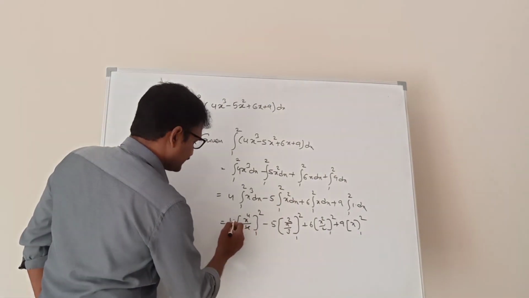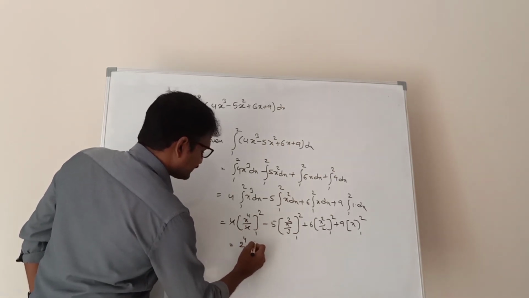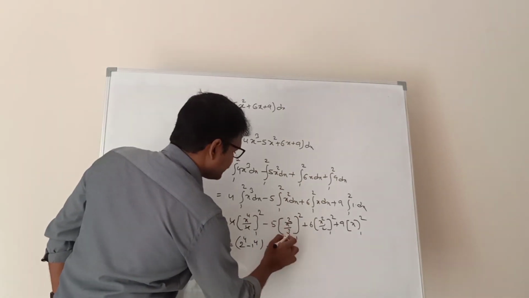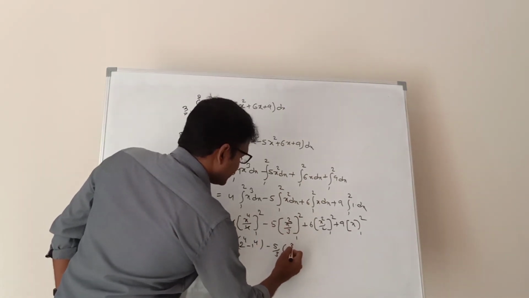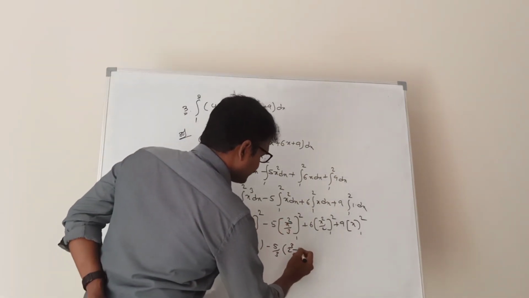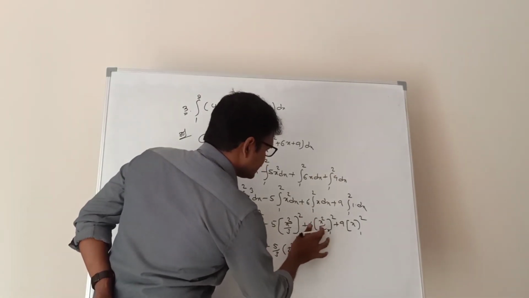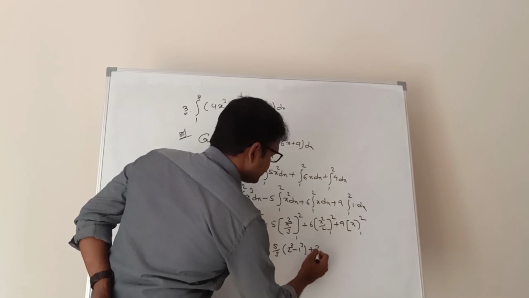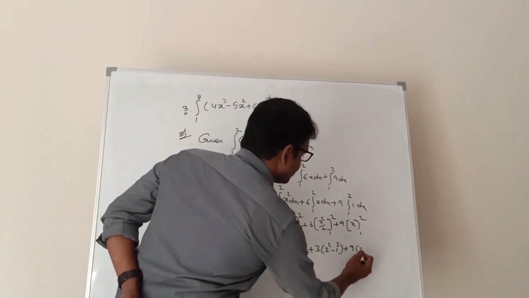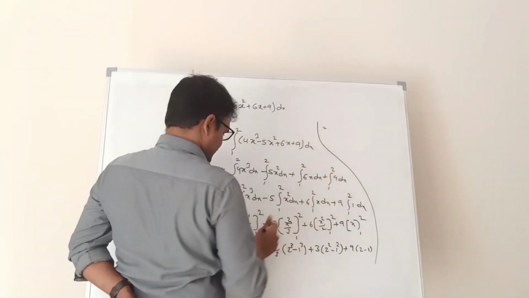4 into 4 gets cancelled. x power 4 means 2 power 4 minus the lower limit 1 power 4, minus 5 by 3 into the upper limit 2 cube minus the lower limit 1 cube. Always you should substitute upper limit minus lower limit. Plus 6 by 2, that means 3, into 2 square minus 1 square, plus 9 into upper limit 2 minus lower limit 1. 2 power 4 is 16.